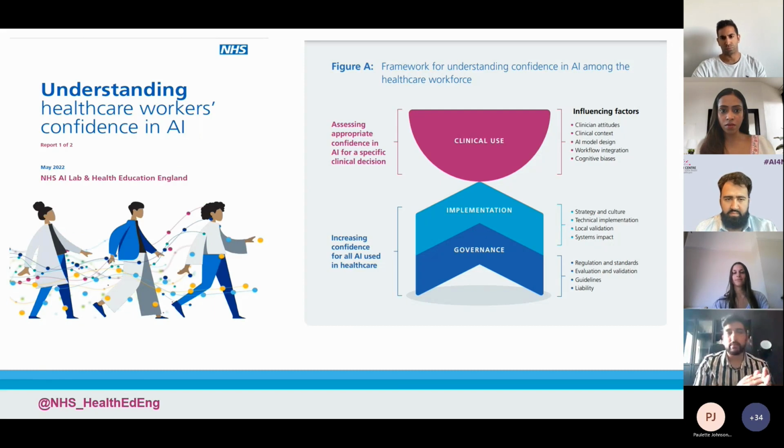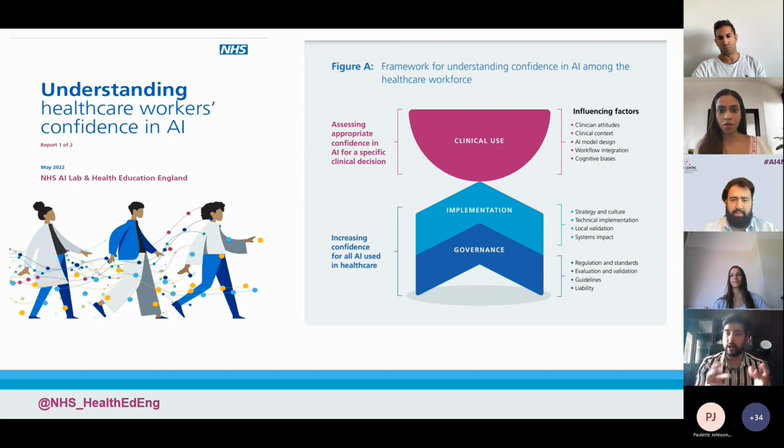And then in May, we published a report which helped us to start to create a framework for how we can understand how we're going to build confidence in AI amongst healthcare workforce and what key factors are going to drive that confidence. And at national level, that's really about governance, making sure that the regulation and standards are appropriate. There's adequate evaluation and validation of these technologies, a national approach from organizations like NICE and MHRA, and clear guidelines.